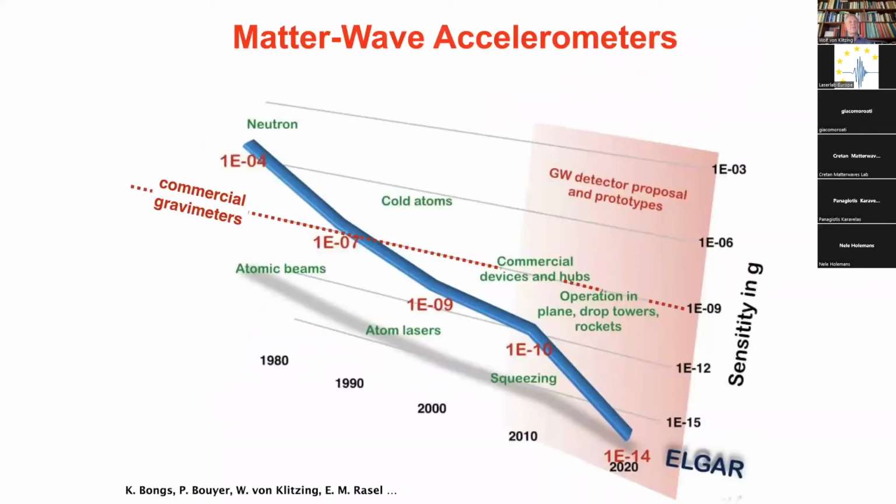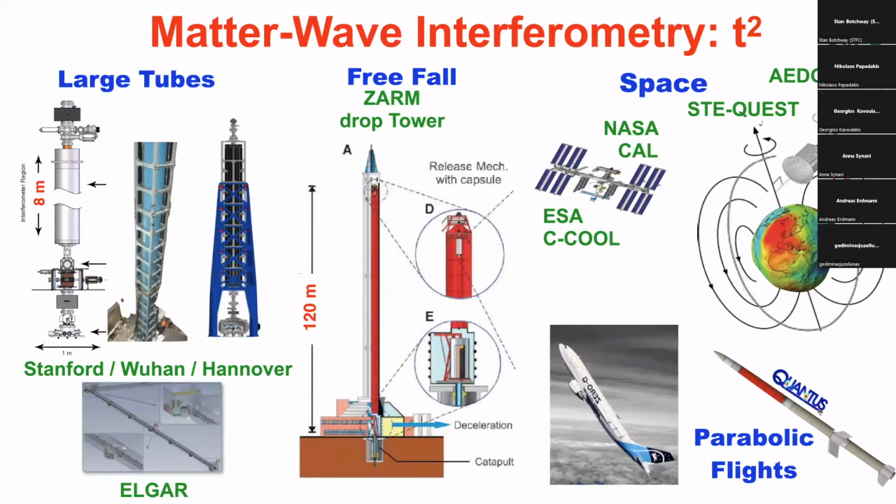These interferometers can be used as accelerometers. So it measures acceleration or just gravitational potential, which are, of course, the same thing. Here is a plot of what happened over time. In 1980, it was still pretty miserable, 10 to the minus 4. The commercial gravimeters are basically stuck at 10 to the minus 9. But through time, atom interferometers have beaten them by a lot, and now we are at the 10 to the minus 14 levels. However, these experiments are huge. It's a huge effort.